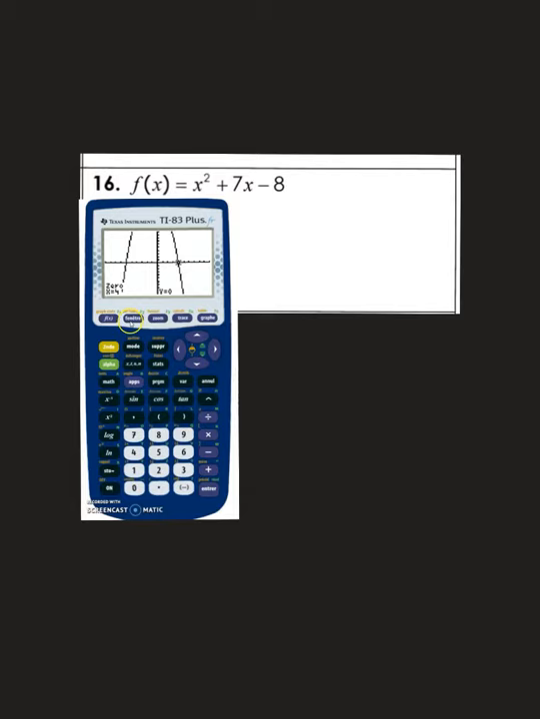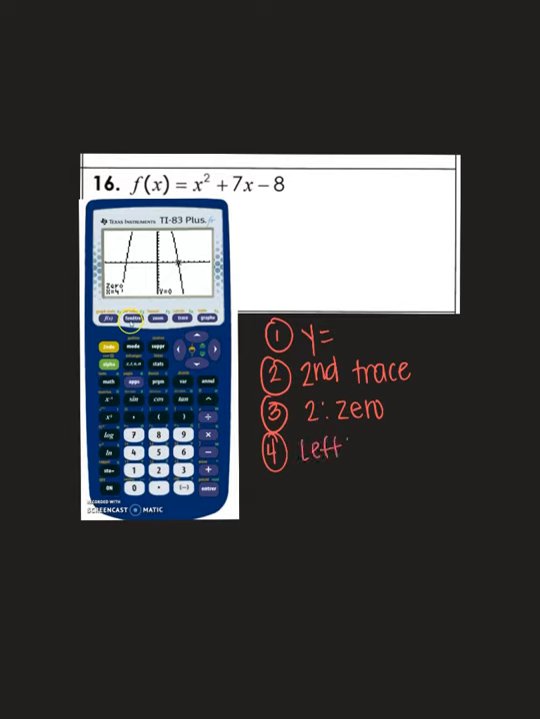Okay, let's move on to number 16. So just a refresher, when we're using our graphing calculator, our steps are, first, we need to go to y equals. The second step is we then need to hit second trace. The third step is to go to number 2 and look for the 0. And then the fourth is moving your cursor left and right. Now, after step 1, you can hit graph to see what your graph looks like first. You don't have to though.